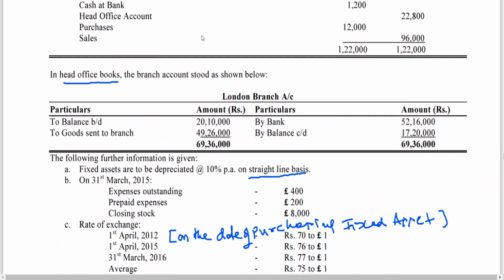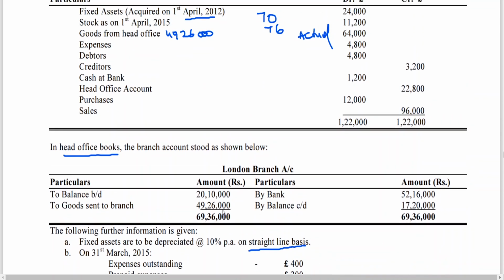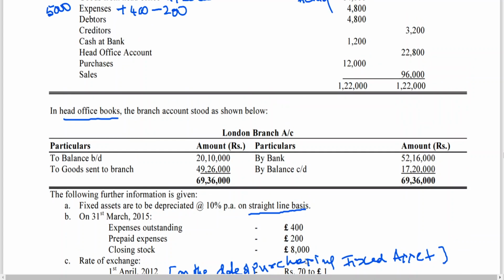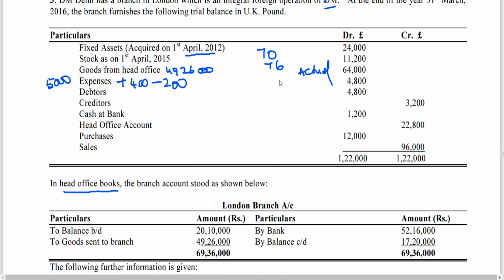About expenses, we have one adjustment. Expenses outstanding and prepaid expenses: outstanding expenses are to be added and prepaid expenses are to be subtracted. That means 4,800 plus 400 is 5,200, minus 200, so you get expenses of 5,000. This expenses, as I told you, is to be taken at the average rate. What is the average rate? 75. The average rate comes to 75.